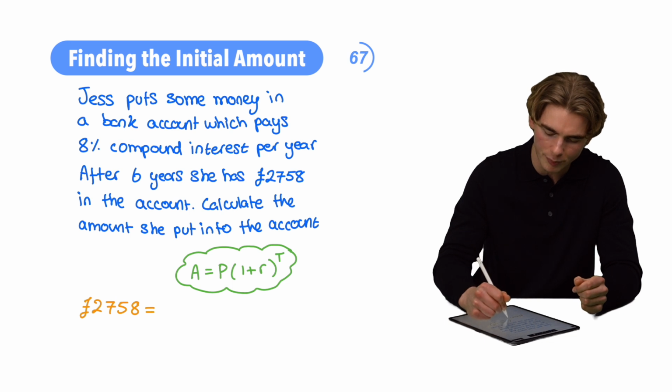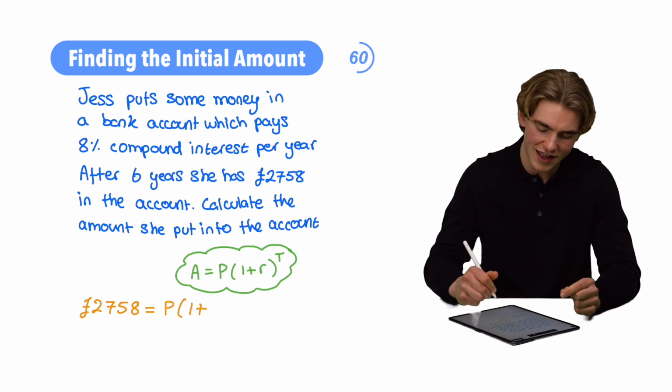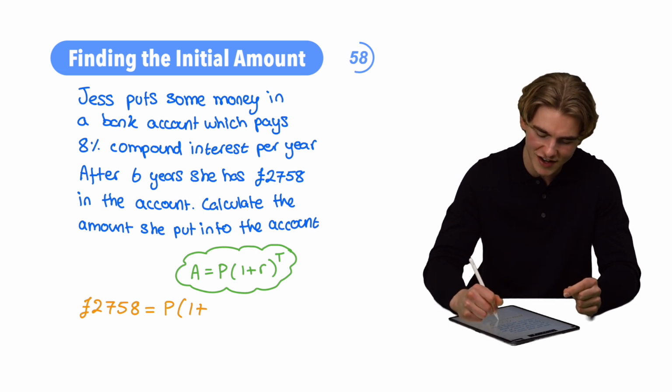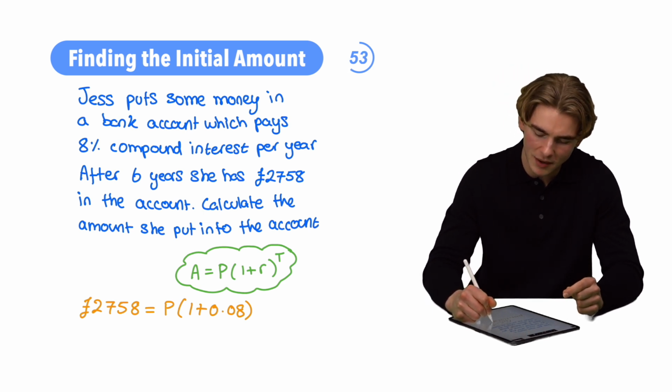2,758 is equal to P, our initial amount that we're trying to work out, times by 1 plus R, which is our interest rate as a decimal, 8% as a decimal, divided by 100. That's going to give us 0.08. And then we're going to raise that to the power of T, our number of time periods, which is 6.